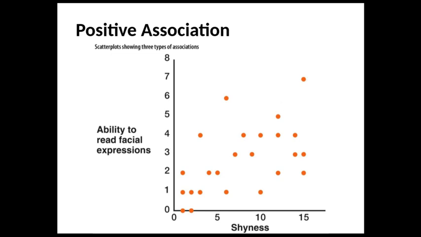The number of cats a person owns and their degree of insanity, right, or their score on the insanity chart goes up. That's a positive association. But it could be two things that go down together.